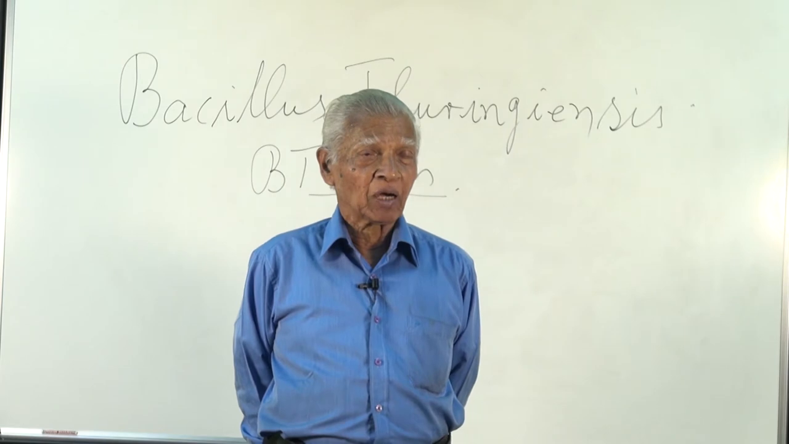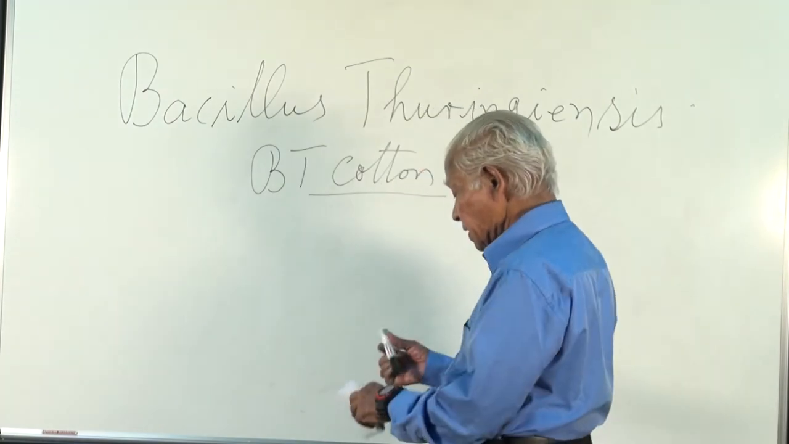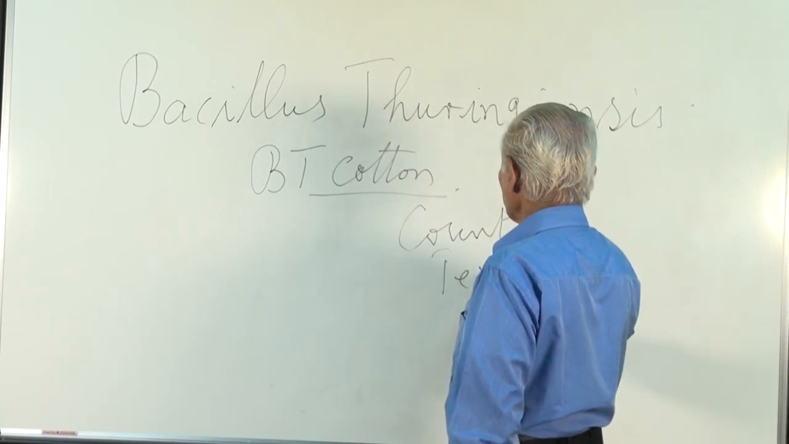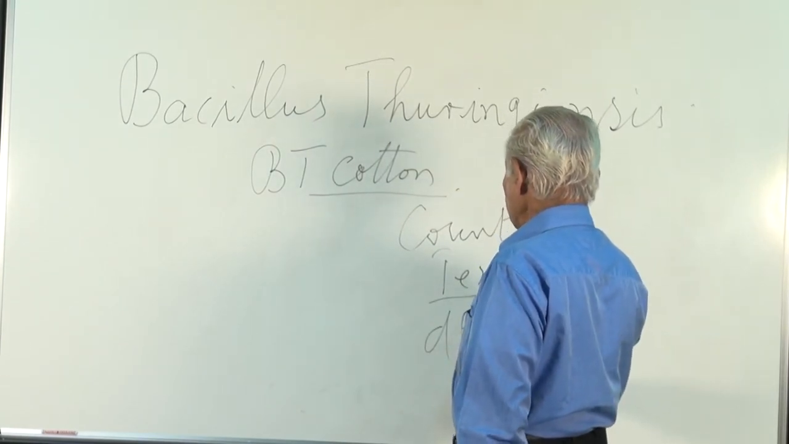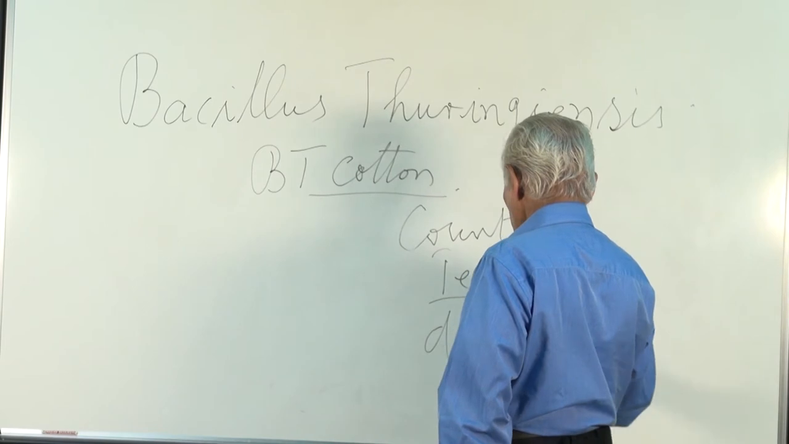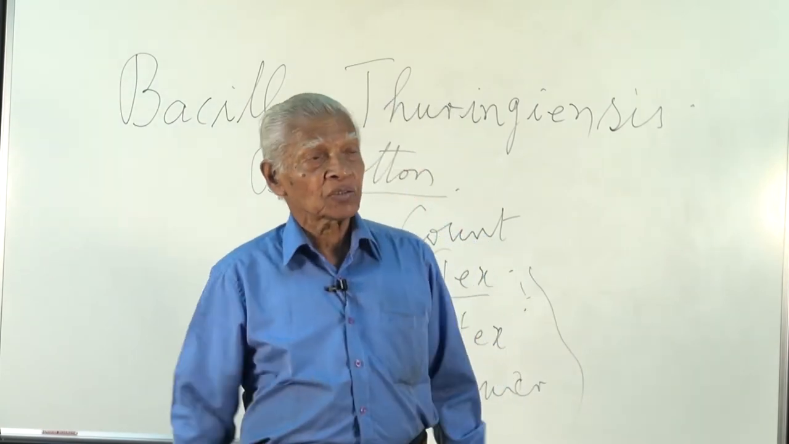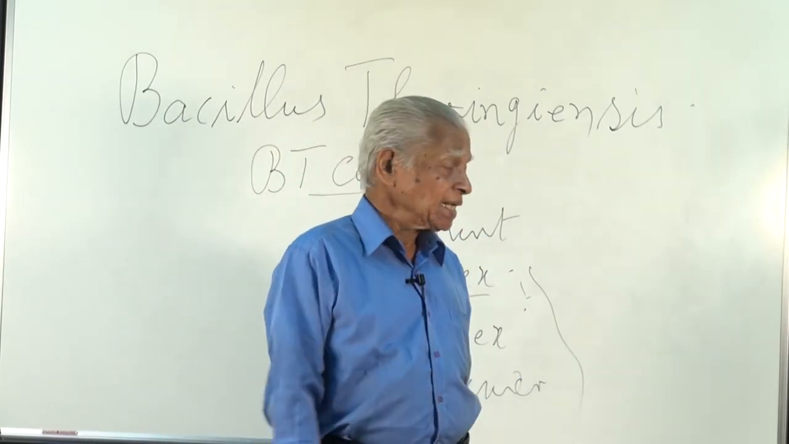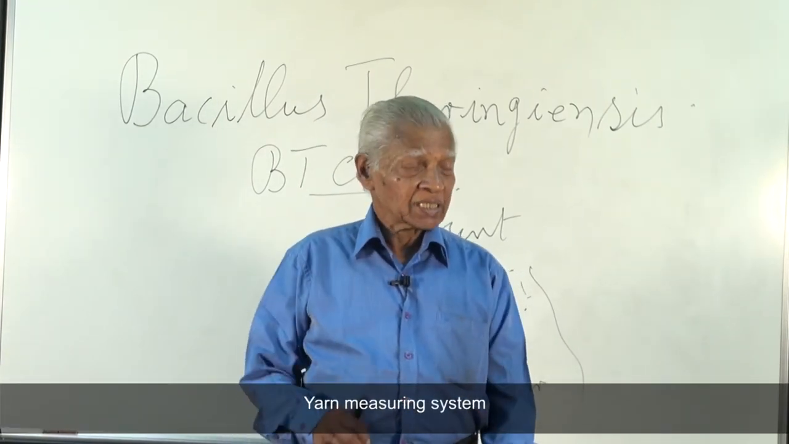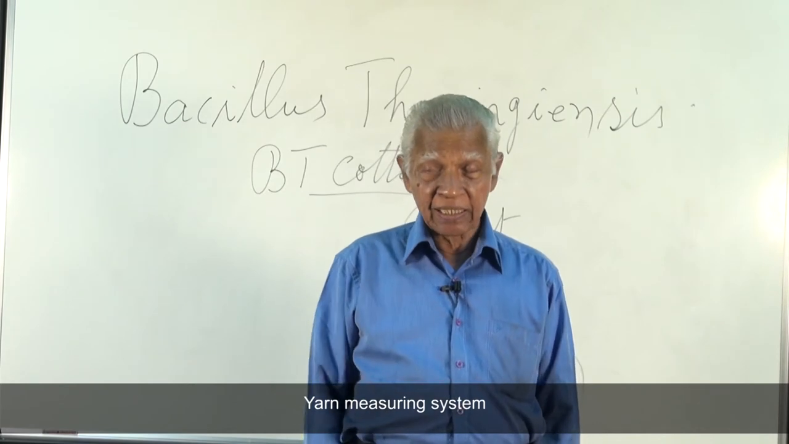I also mentioned to you about the designation of these yarn sizes. They are mentioned as count, then tex, or decitex, denier. The terms tex, decitex, and also the denier represent the yarn measuring system, which is called a direct one. That means that the weight per unit length is being mentioned here.